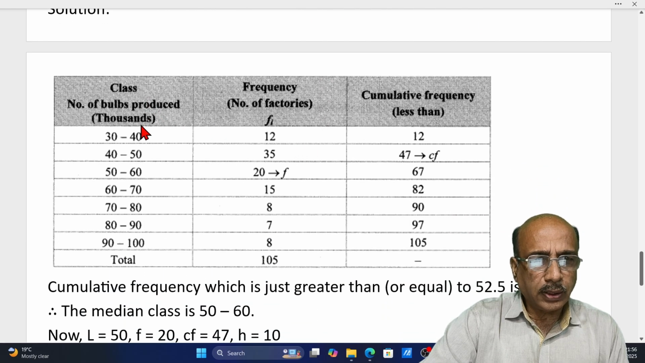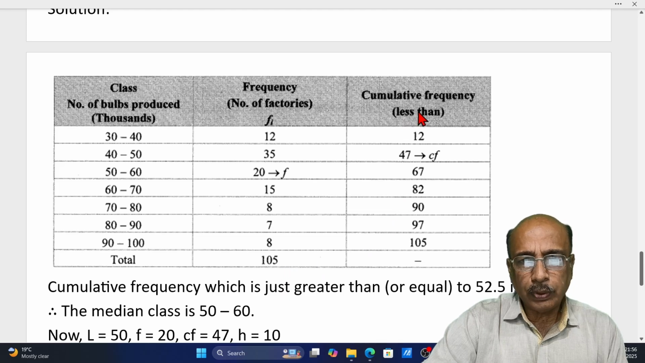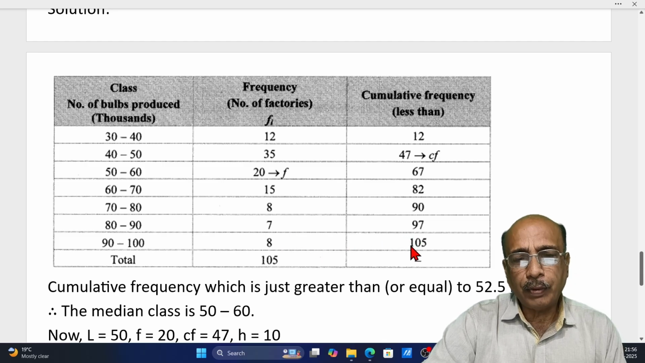So the class will be taken as 30 to 40 and so on, and frequency as per given in the table. The total frequency comes to 105, that is n equals 105. Cumulative frequency, again I repeat, first frequency we take like that only: 12 plus 35 is 47, plus 20 equals 67, plus 15 equals 82, plus 8 is 90, plus 7 is 97, plus 8 is 105.